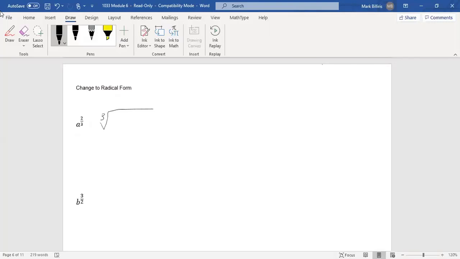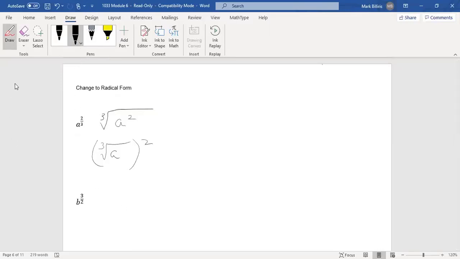Now, the numerator represents the power to which our base is raised. So there's two different ways to look at that. We can look at this as the cube root of a squared, or we can look at this as the cube root of a with the whole thing being squared. Either is an acceptable form.